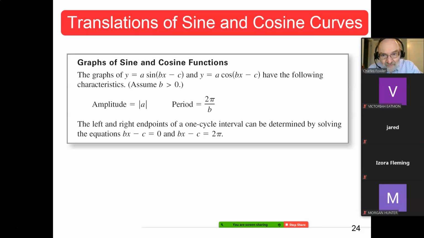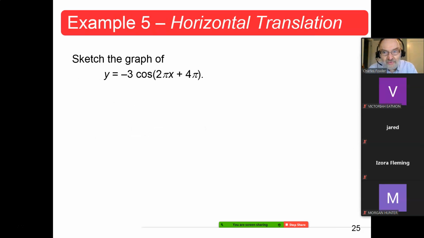We went over this slide before, so let's move on to example 5, top of page 302. Sketch the graph of this one. Y is equal to minus 3 cosine of 2 pi x plus 4 pi. Now, I'm not going to do it the way the book does. I'm going to rewrite this by factoring out the b here. And that will give me a new c. This is what the book is calling c. I'm going to call it something else when I factor that out.